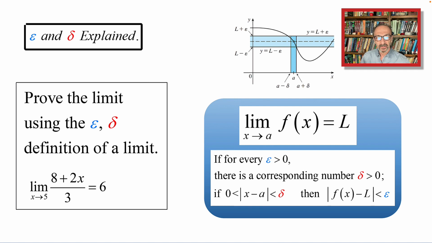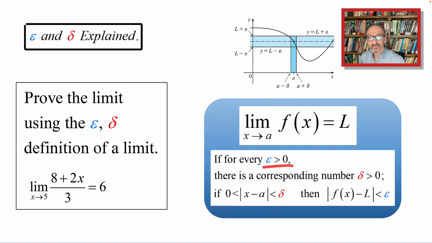The limit of f of x equals L as x approaches a, where a is right here. The values of f of x will approach L, and this is L right here. What does this mean?